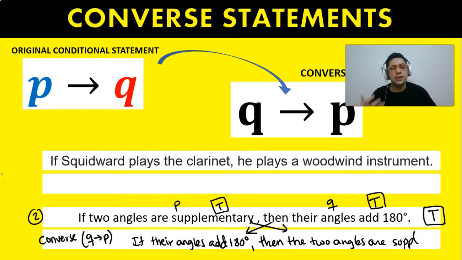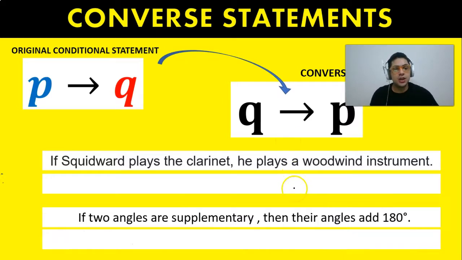Yes, so we can assume that the hypothesis is true. Are those two angles supplementary if they are added to give us a total of 180 degrees? Yes. So that means that we have a true hypothesis, a true conclusion still, and this converse is also going to be true. As you can see, the converse of a true statement can be either true or false, depending on the statement itself.